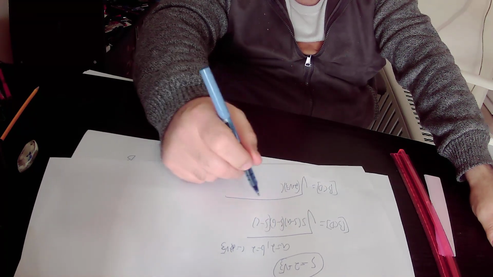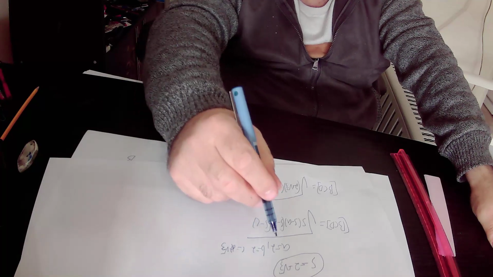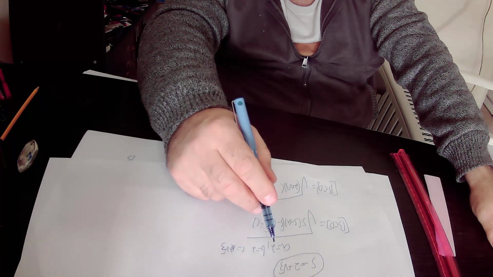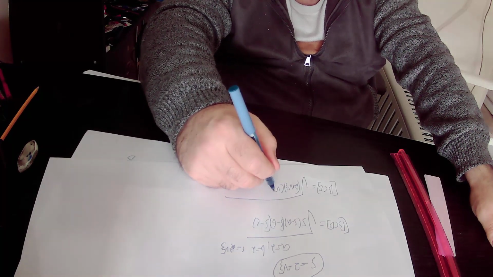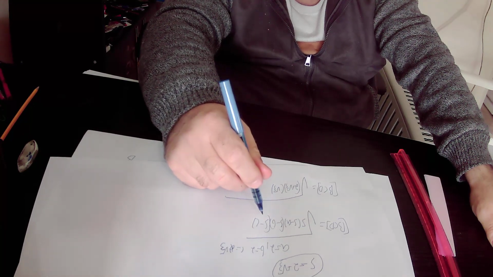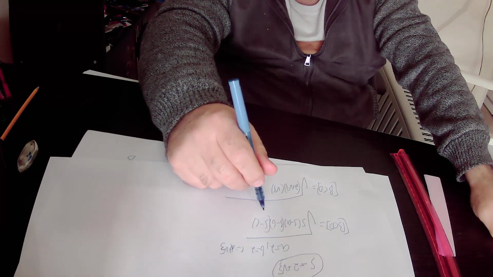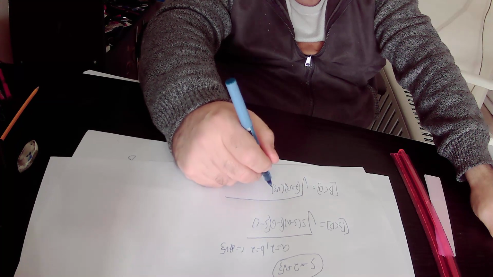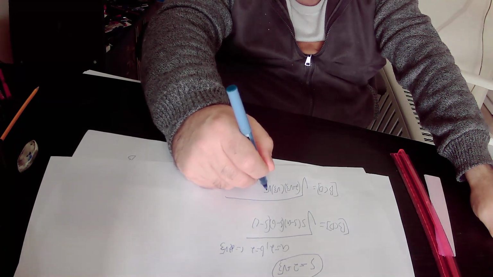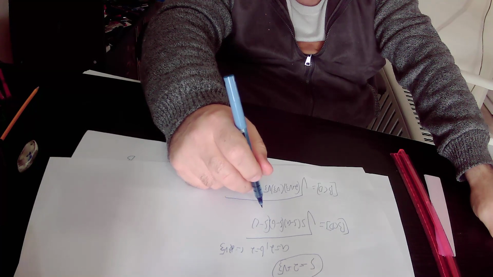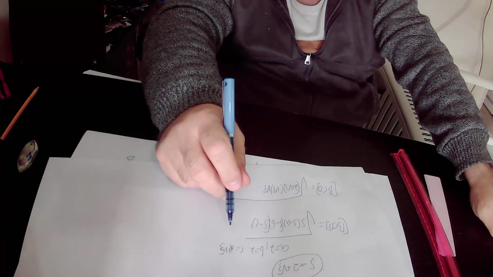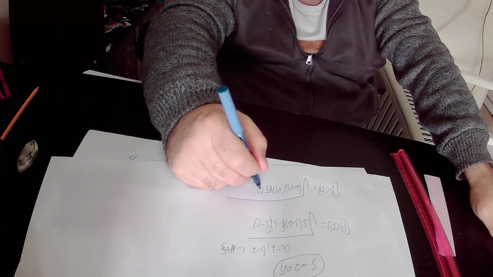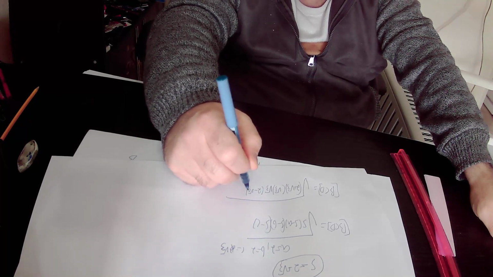times S minus A. S is 2 plus square root of 3, A is 2, so 2 plus square root of 3 minus 2 is square root of 3. S minus B is the same result because A equals B, so it is also square root of 3. And S minus C is 2 plus square root of 3 minus 2 times square root of 3. It is actually 2 minus square root of 3.